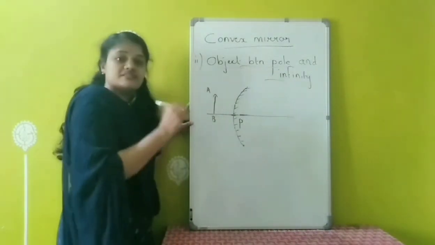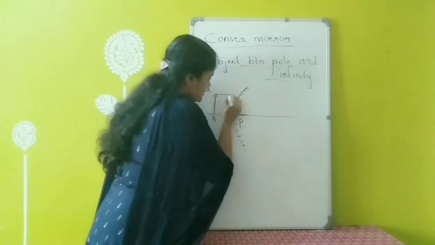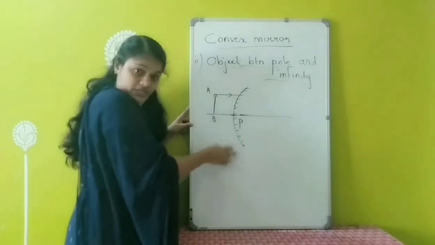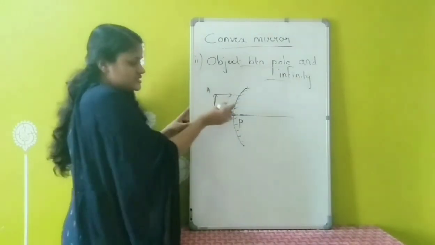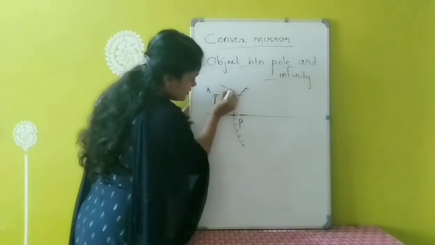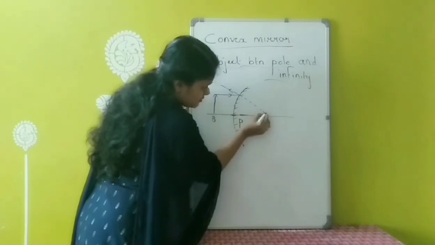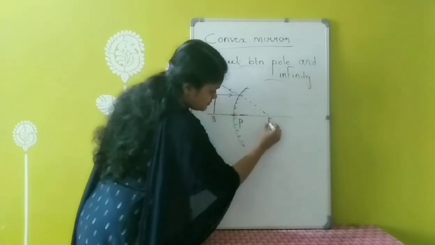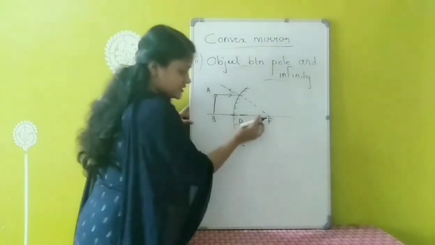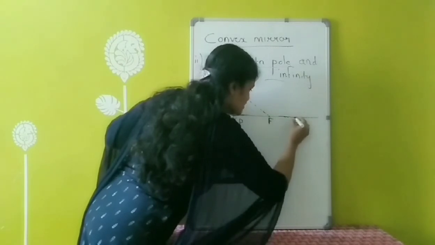Okay. So consider first ray. Consider one parallel light ray. Light ray passing parallel to the principal axis. So this is a convex mirror. So what will happen? It may diverge. So this light ray is diverging, but appears to diverge from the focus. This point is the focus. It is appearing to diverge from the focus.